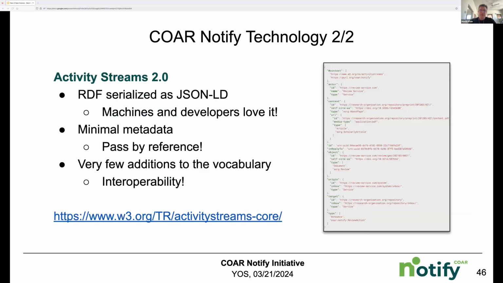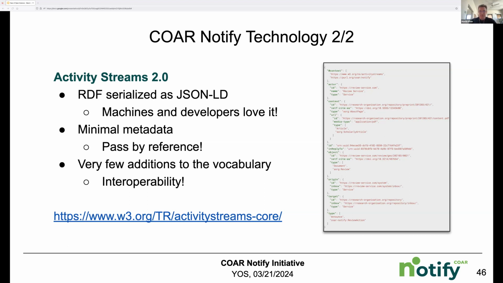The second technology, the standard, is called Activity Streams 2. And that is the standard that really defines the payload of our messages. So this is the content of the message that gets sent from system A to system B. Very briefly, it's serialized as JSON-LD. That is something that your developer will tell you, yay, this is great. Machines love it, developers love it. It's the lingua franca these days anyway.